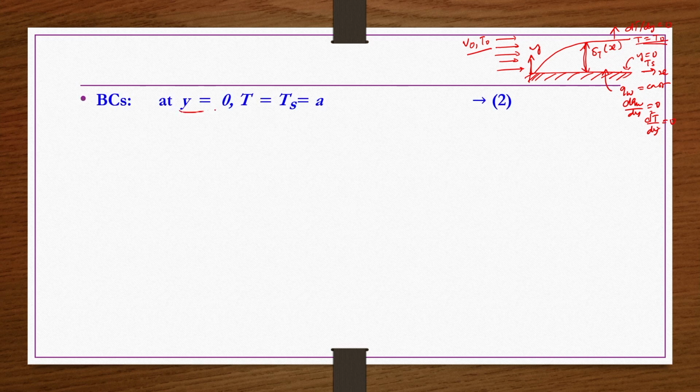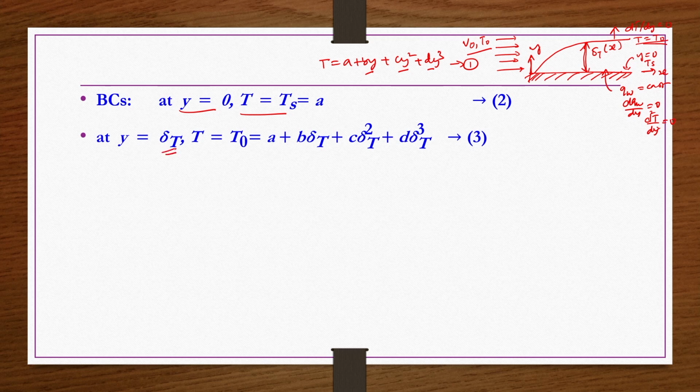So, at y equals 0, T is equal to Ts. If you substitute into T equals a plus by plus cy square plus dy cube, which is nothing but our equation number 1, and put y equals 0, you get on the right hand side only a, and the left hand side T is equal to Ts. Then at y equals delta t, that is at the thermal boundary layer location, T is equal to T naught. So, here in place of y on the right side we substitute delta t, and then we have this equation.